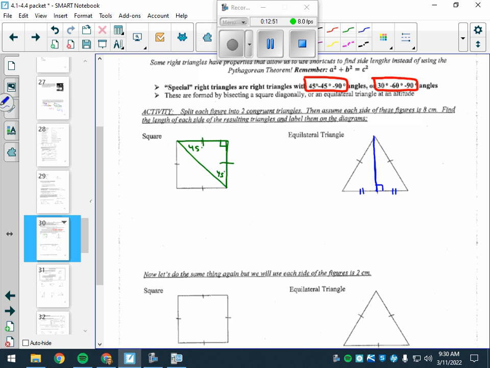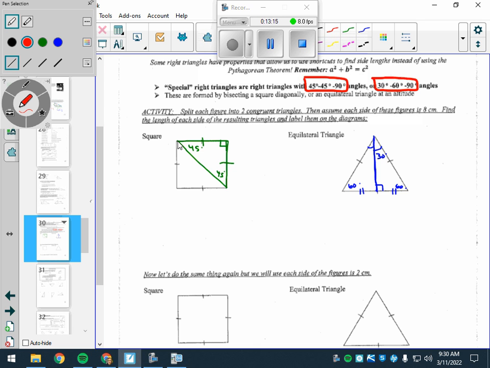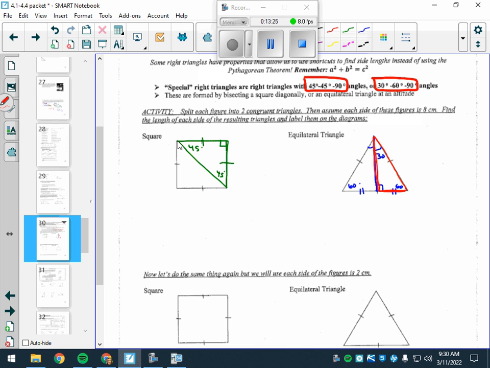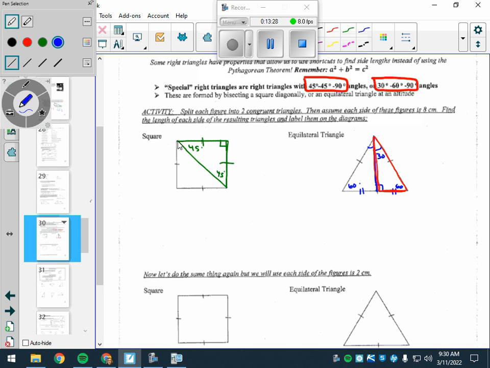What are the 3 angles in an equilateral triangle equal? What is each angle equal? Each angle. Natalie? 60 degrees. So this angle 60, this angle 60. We just said this is a bisector, so each of these angles is 30. Therefore, we have a 30, 60, 90 triangle formed by half of an equilateral triangle. Okay, so let's go back to the square.